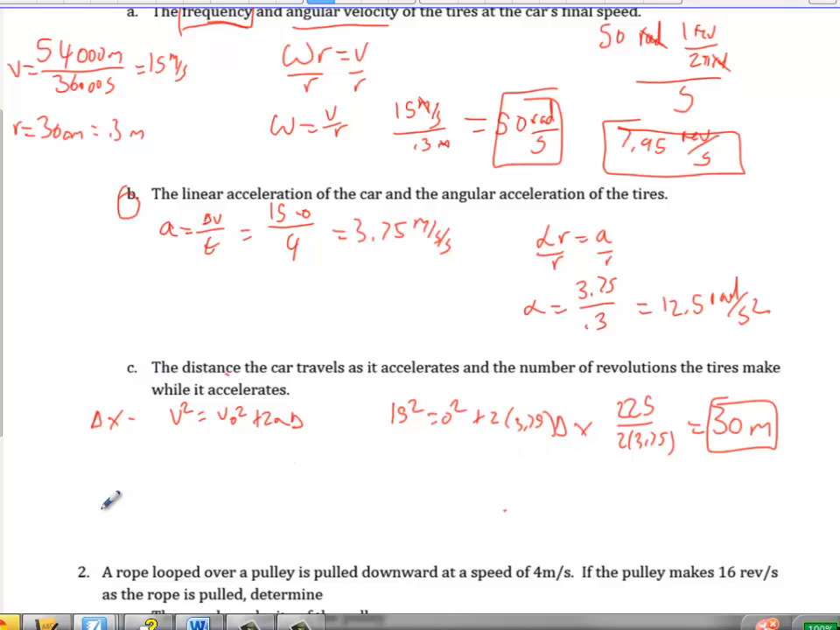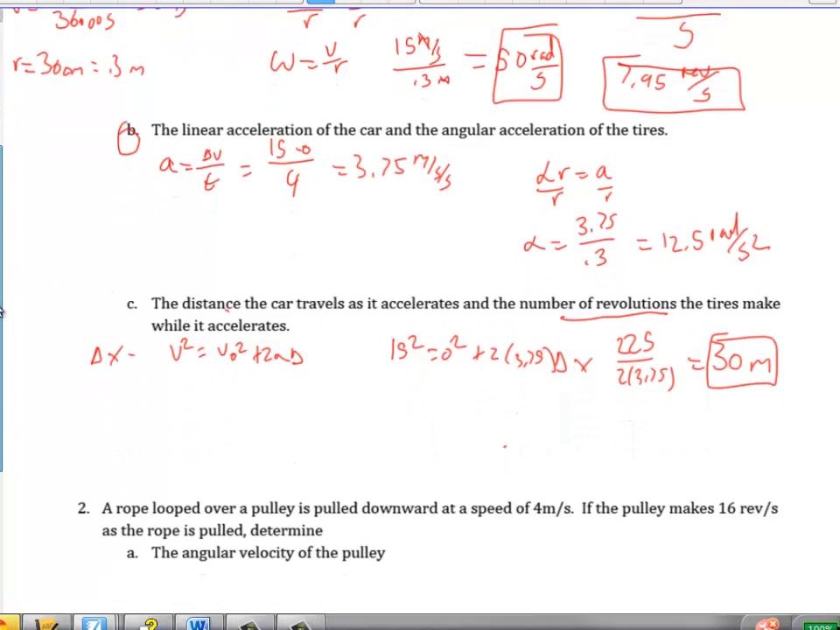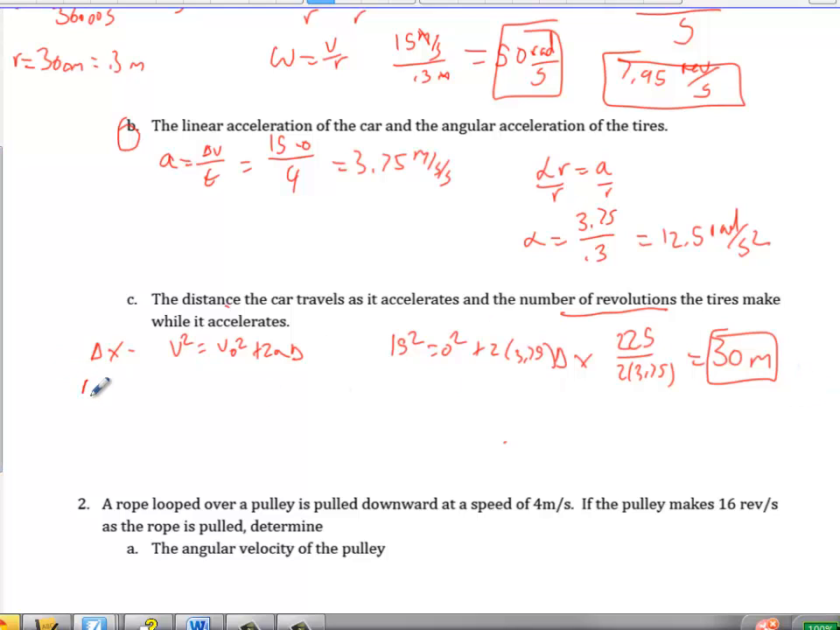Now there's two ways I like to think about getting how many revolutions the tires made. First way is to use my equations. Delta x is equal to delta theta times r. Okay, the change in angular position times the radius tells me how far it's moved. So that tells me 30 divided by 0.3 equals delta theta, or how many radians it's turned through, which is 100 radians. This thing is turned through 100 radians.